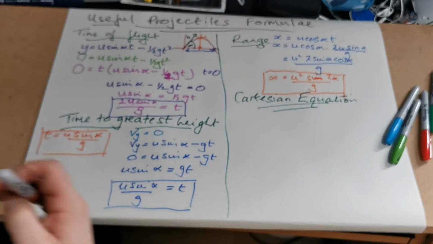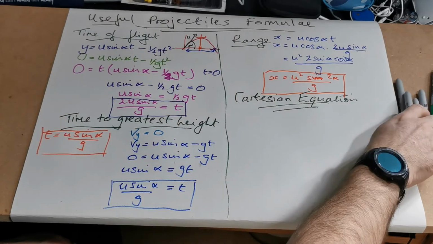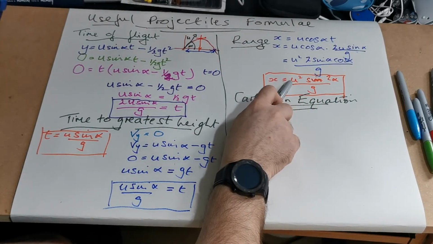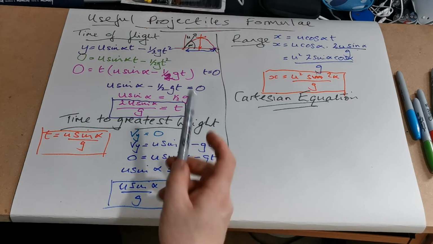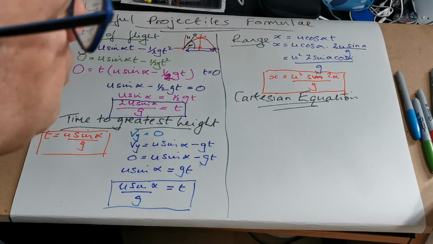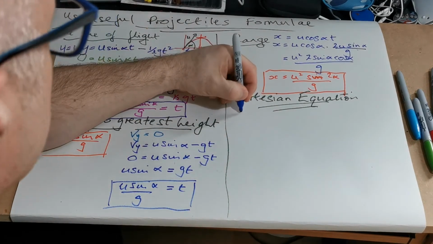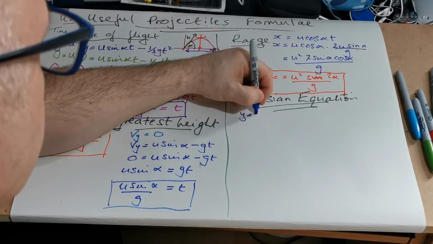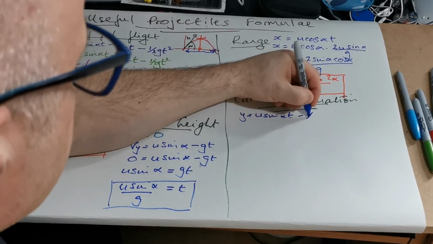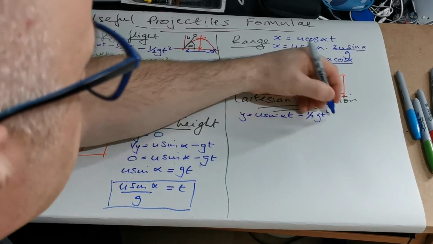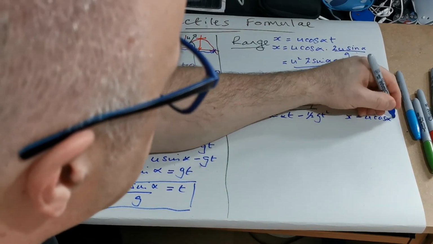So you can work out how far it's going to travel just from knowing the angle and the initial velocity, which you'd hope you would be able to. Right, the Cartesian equation's a little bit trickier because I'm going to pull together these two equations. So I've got y is equal to u sine alpha t minus half g t squared, and I've got x is equal to u cos alpha t.